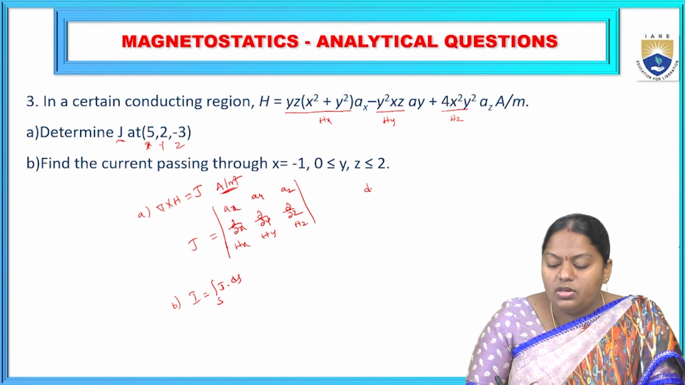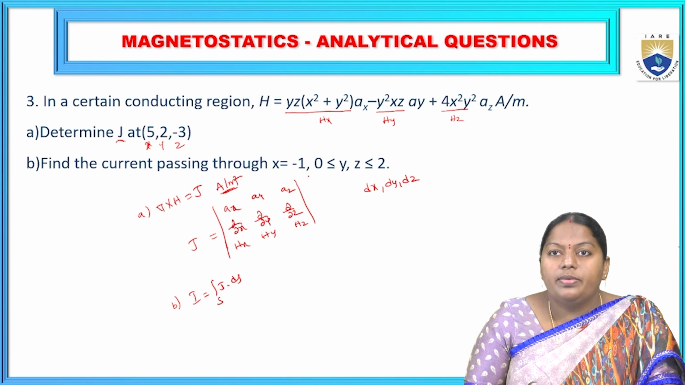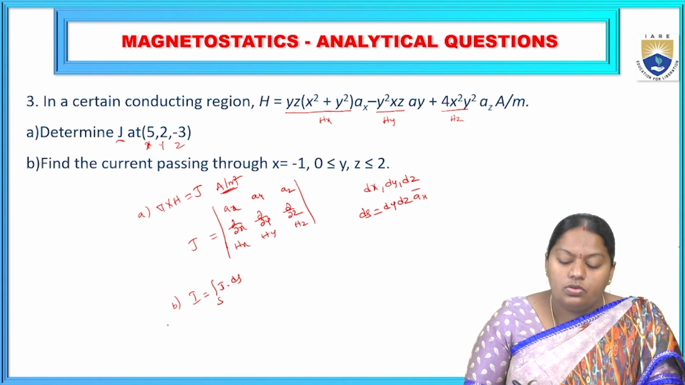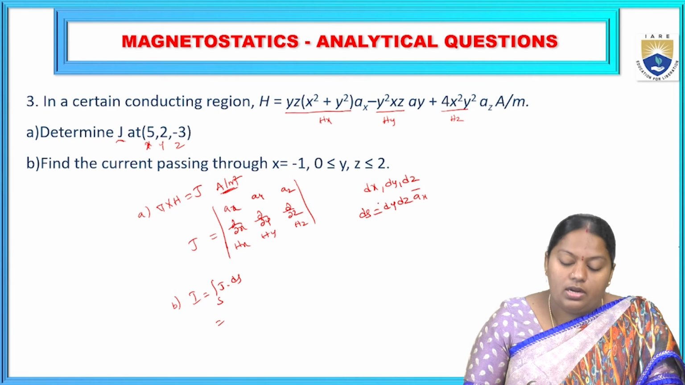Now, from this, the differential components in Cartesian coordinates are dx, dy, dz. Based upon this, if x is equal to minus 1, meaning in the x direction, then the formula for ds becomes dy dz ax. So here we need to substitute J by its x component only.